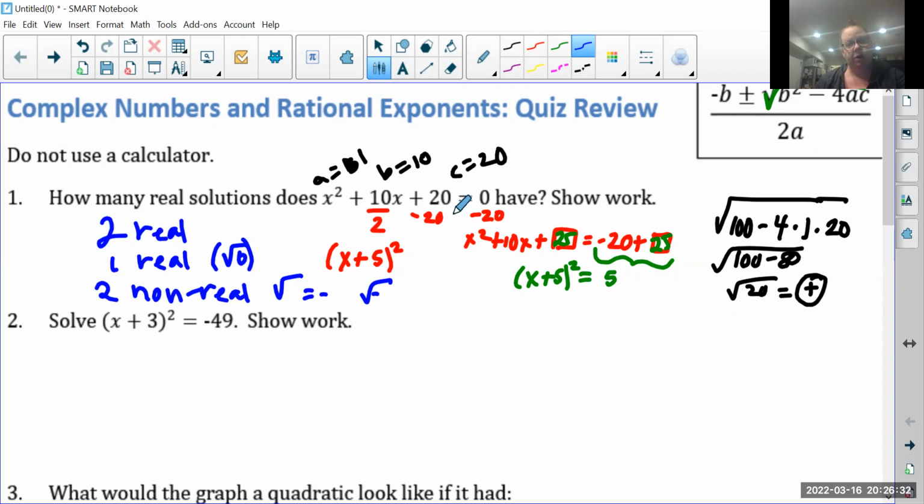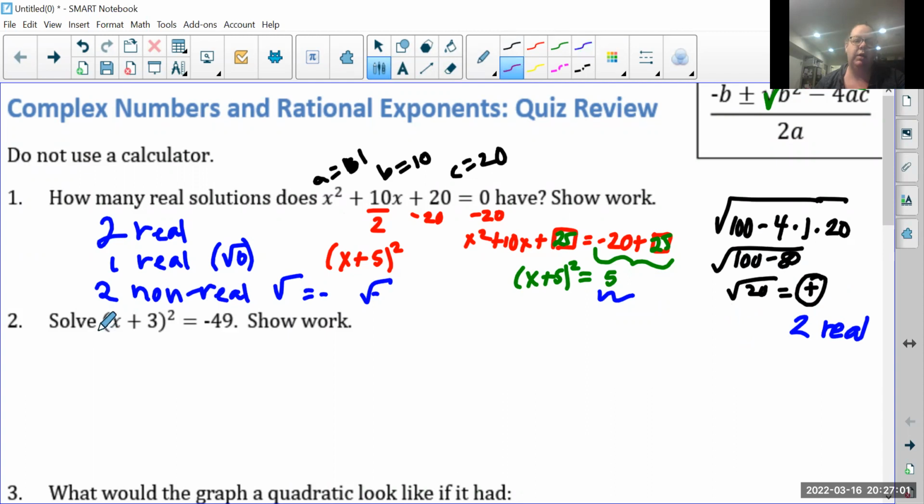So, and that's how you would find it. Either start completing the square and see what the side equals. If it's positive, two real. If it's 0, one real. If it's negative, two non-real. Or just do the square root, which is what we call the discriminant, and just do that. And if it's positive, it means it's two real solutions. If it was a 0, that would be when we would get one real. And if it's a negative, that's when we would get two non-reals.